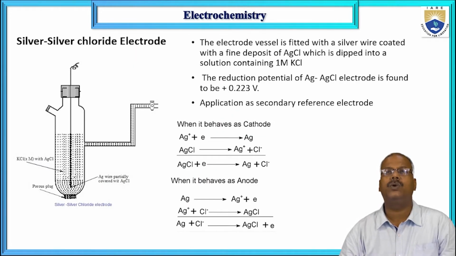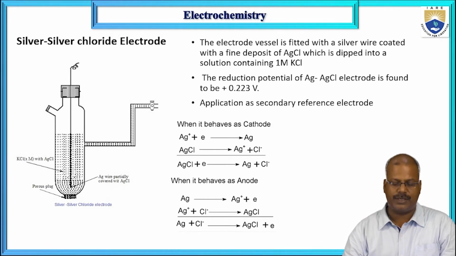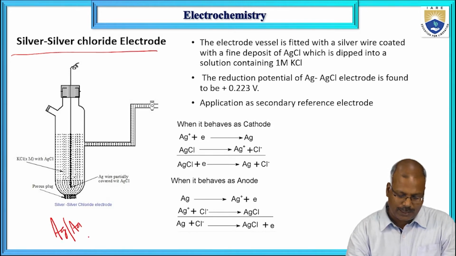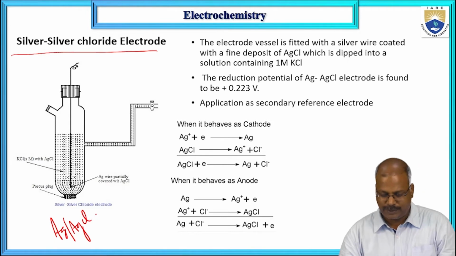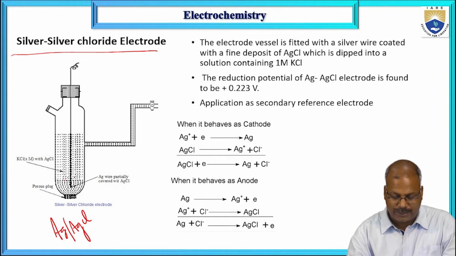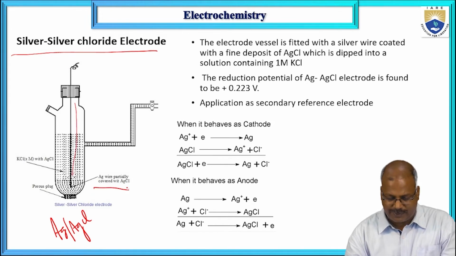Another type of electrode which can act as a secondary reference electrode is called the silver chloride electrode, AgCl electrode. Both are solids. The electrode vessel is fitted with a silver wire. For example, this is the silver chloride electrode. This is the Ag wire, partially covered with AgCl.